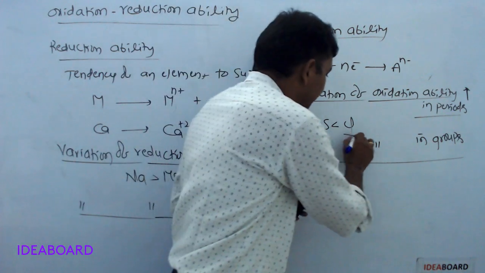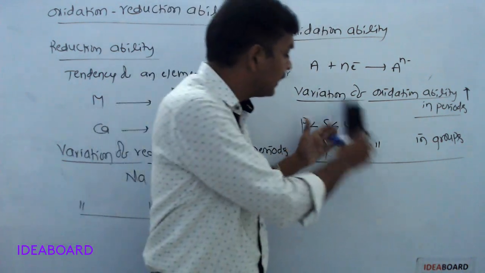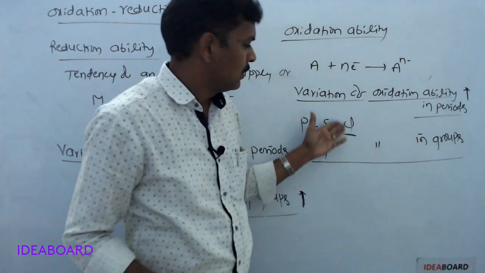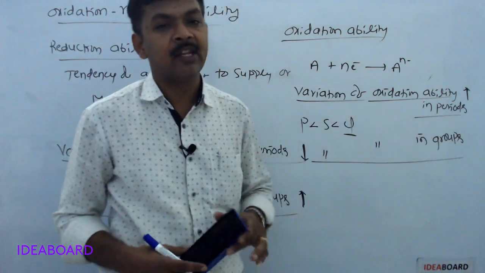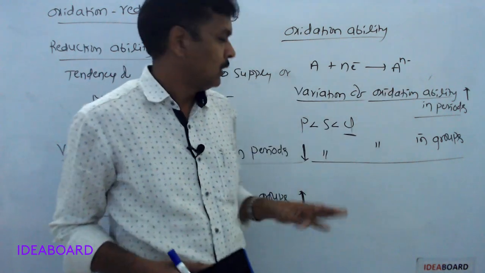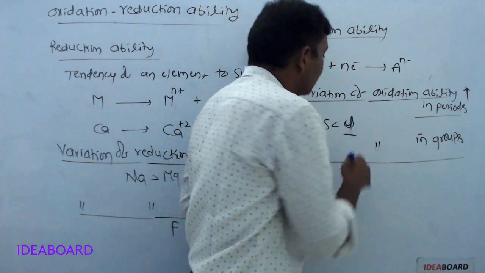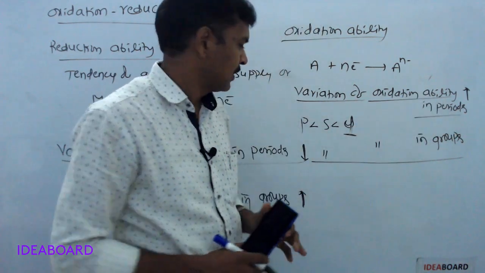Because if chlorine gains one electron, it gets argon configuration, a stable configuration. In the case of sulfur, 2 electrons are required. In the case of phosphorus, 3 electrons are required. So chlorine has more tendency to gain the electrons.